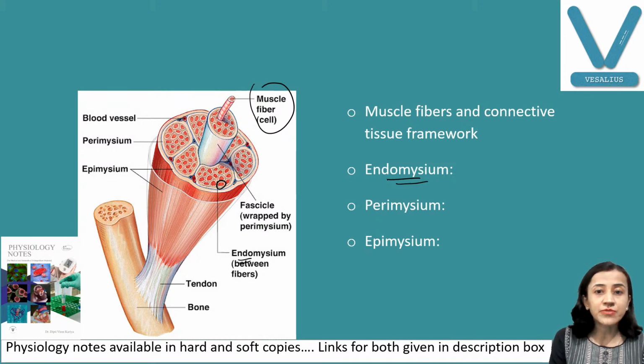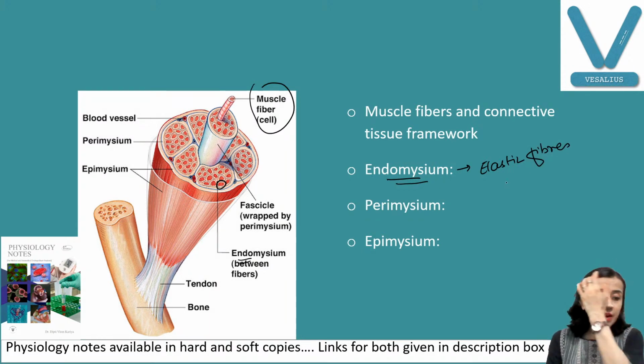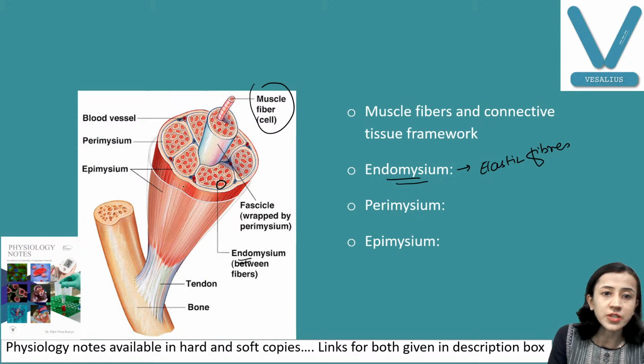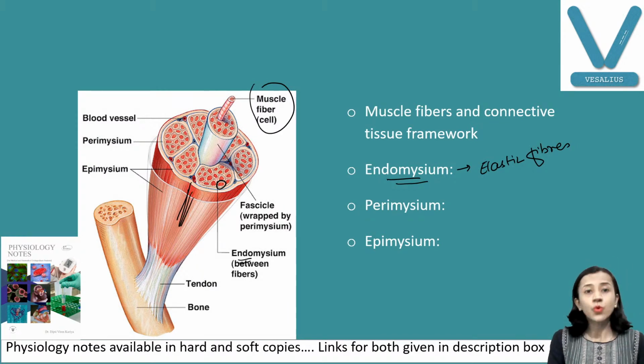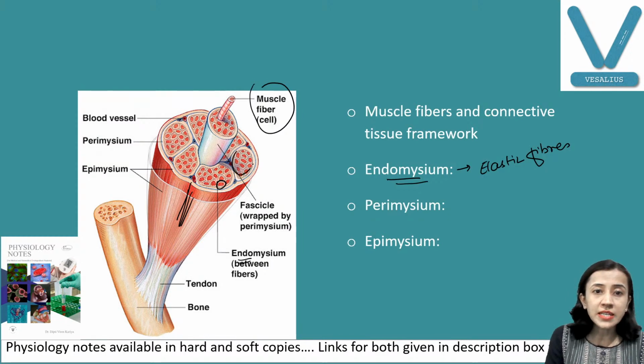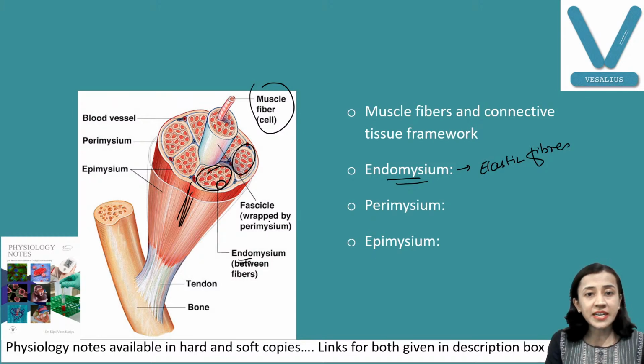This connective tissue, the endomysium, contains large quantities of elastic fibers, and these elastic fibers are arranged longitudinally. You can see here they give a longitudinal appearance. Now we have bundles of these muscle fibers. These muscle fibers are grouped in a number of bundles, and each bundle is known as a fascicle.